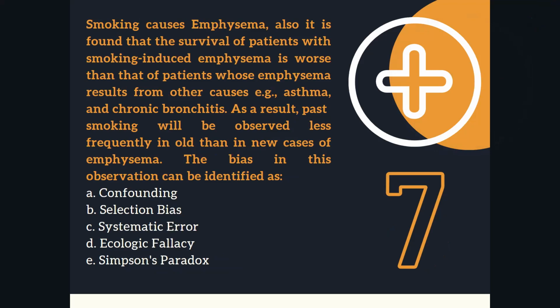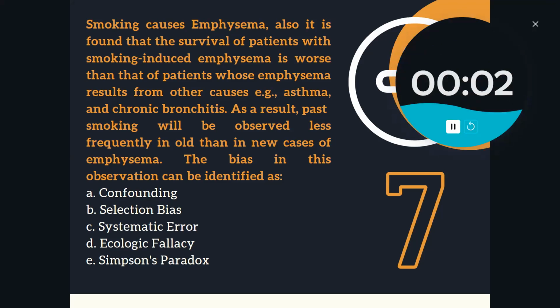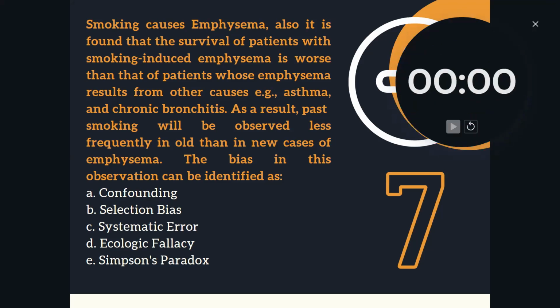Smoking causes emphysema. Also, it is found that the survival of patients with smoking-induced emphysema is worse than that of patients whose emphysema results from other causes. As a result, past smoking will be observed less frequently in old than in new cases of emphysema. The bias in this observation can be identified as A, confounding, B, selection bias, C, systematic error, D, ecological fallacy, and E, Simpson's paradox. B. Yes, the answer is B.